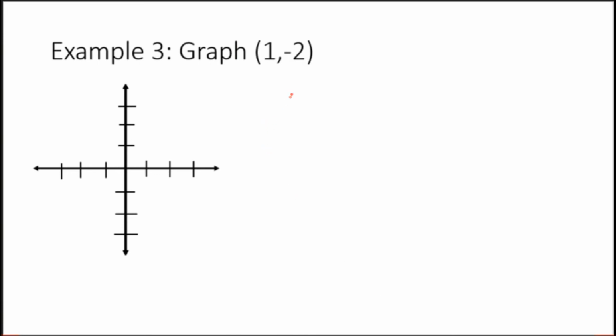Okay, so for our final point, we have (1, -2). So I'm going to start at the origin. I'm going to go to the right 1, and then I'm going to go down 2. 1, 2. And here's where our point should be. (1, -2).